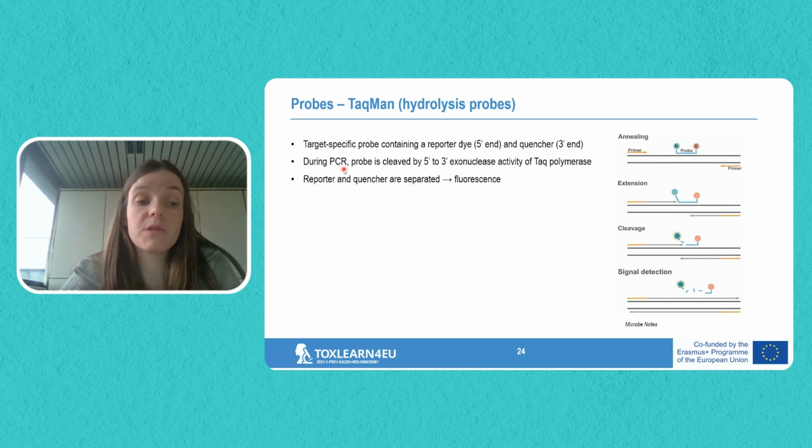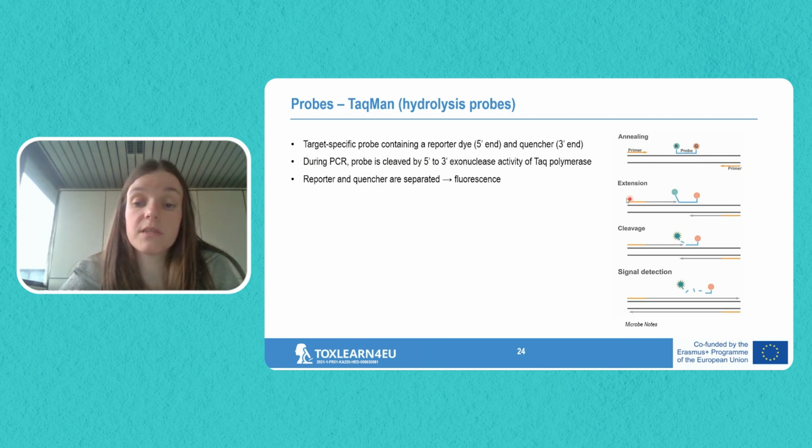And then during the PCR reaction, what happens is that the probe gets cleaved by the 5' to 3' exonuclease activity of the Taq polymerase. So here what happens is you have a primer which binds here during the annealing phase of a PCR cycle. The other primer binds here to the other strand. And you also have the probe which binds here somewhere between the two primers.